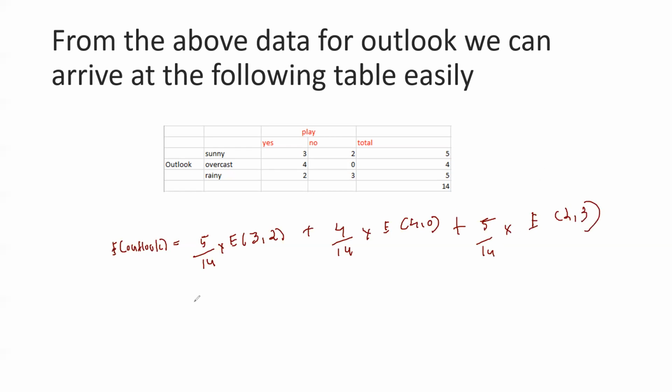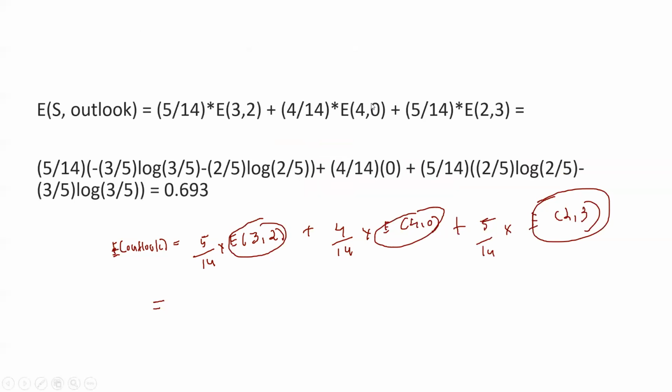Now we need to calculate the entropy of 3 comma 2, entropy of 4 comma 0, entropy of 2 comma 3. Just like how we calculate the overall entropy, then we'll get the entropy for Outlook. So we need to calculate this. How to calculate this? I'll show you once again. To calculate this, we come back to the table here. How to calculate 5 by 14 into 3 comma 2? Yes, 5 by 14 into 3 comma 2, 4 by 14 into 4 comma 0, 5 by 14 into 2 comma 3.